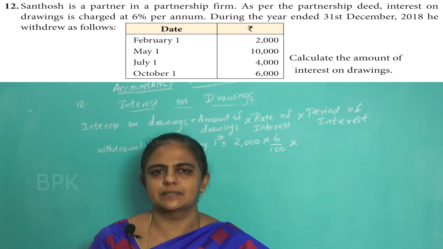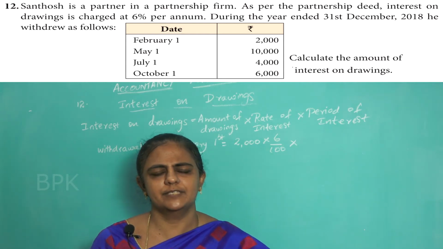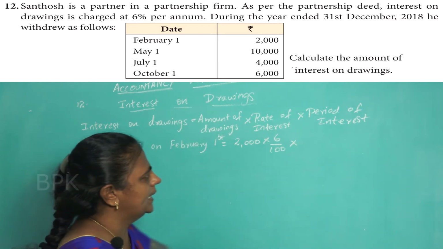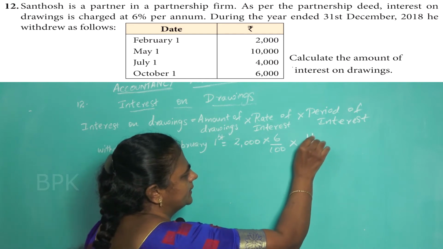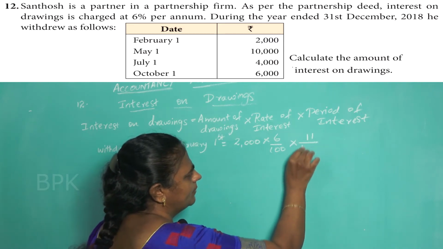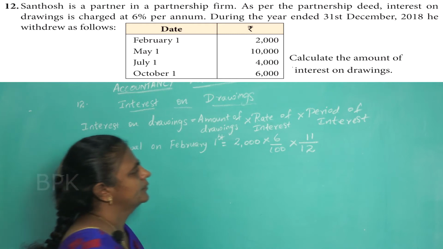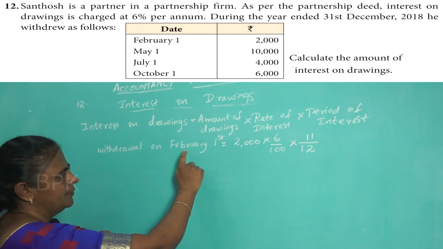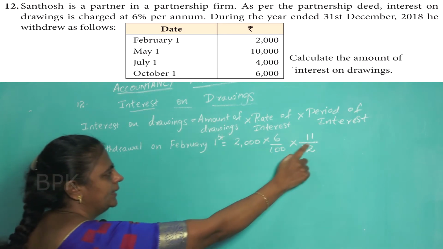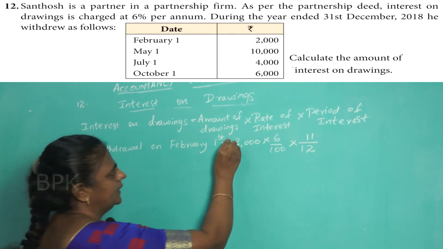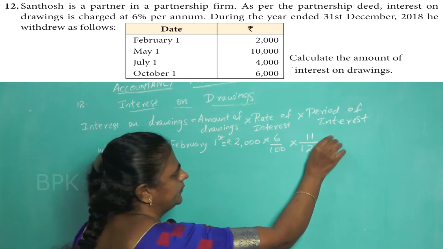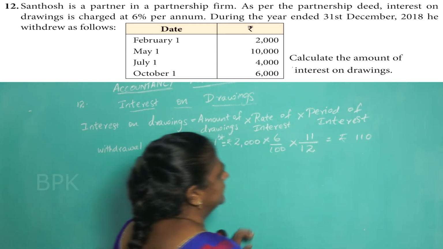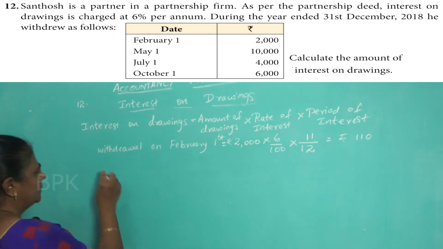So how many months from February 1st to December 31st? 11 months are there. So he has to give interest for 11 months. 11 by 12. Understood, children? February 1st till December, 11 months. So you calculate, that will give you rupees 110.